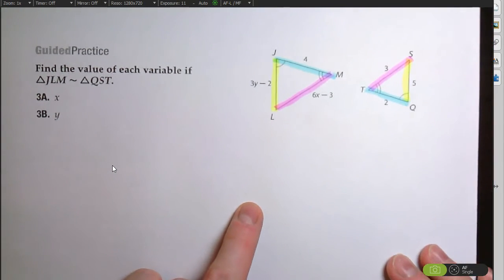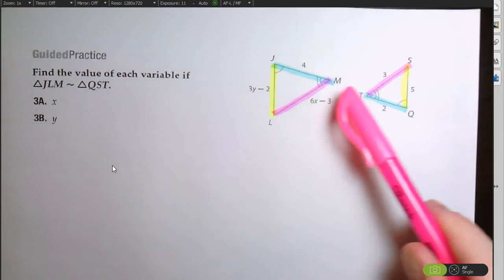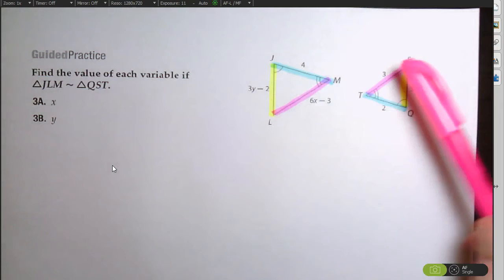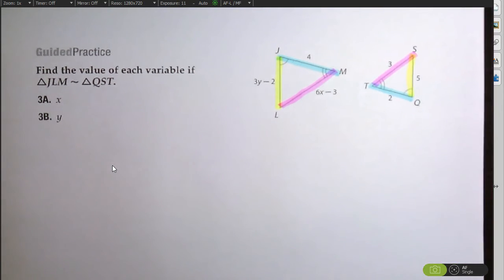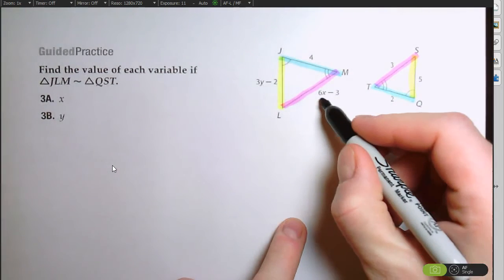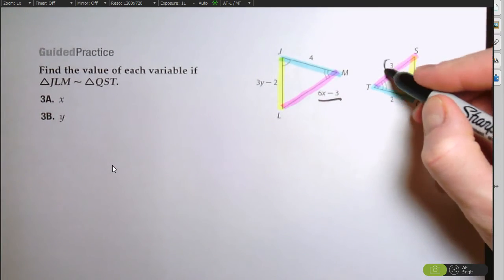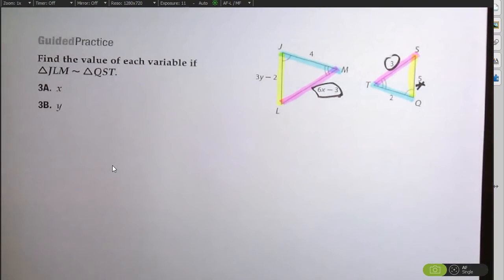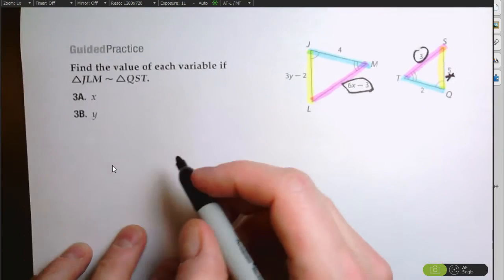So really, before you can even do this problem, you have to either be able to do that mentally or have some sort of way to do it. And again, I can cheat using highlighters right now to give myself a visual cue. But what I'm going to do to solve for x is use the x side. Oops, that's not the x side. Here's the x side. 6x minus 3 and 3. Those two guys correspond.